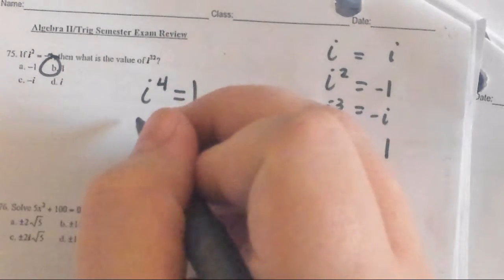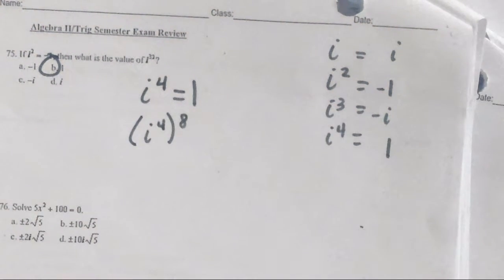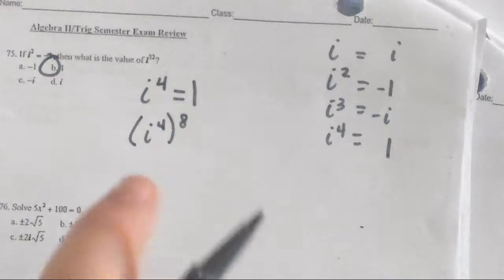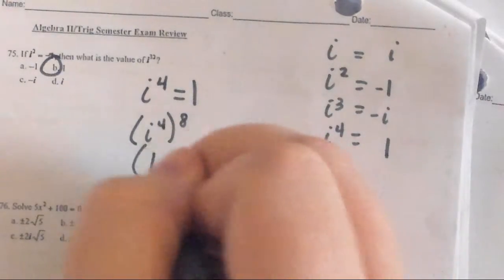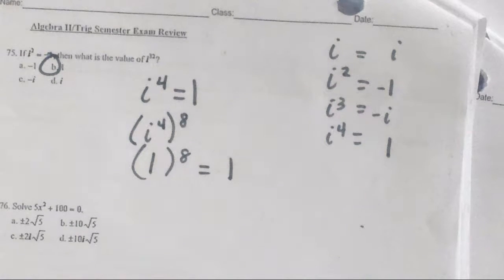So I would have thought of this problem as i to the 4th raised to the 8th, because 4 times 8 is 32. Well, I know i to the 4th is 1, so I really have 1 to the 8th, which is really just 1, hence why the answer is B.